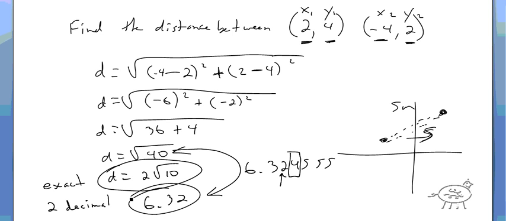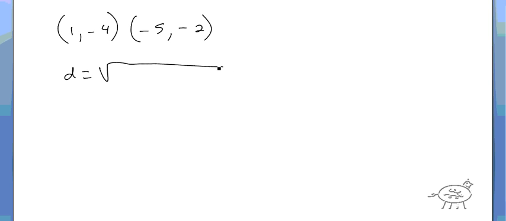Okay, let's try that again. Try another problem. It's really not that bad, though. Okay, here's your 2 points. 1, negative 4, and negative 5, comma, negative 2. So our distance formula, write it out, write the skeleton out, like this. Subtract, add, subtract.